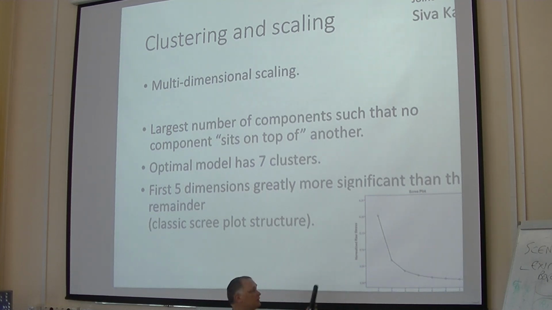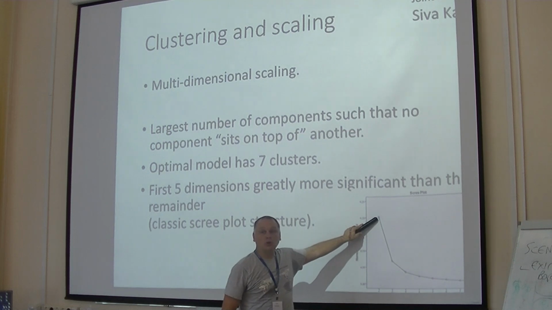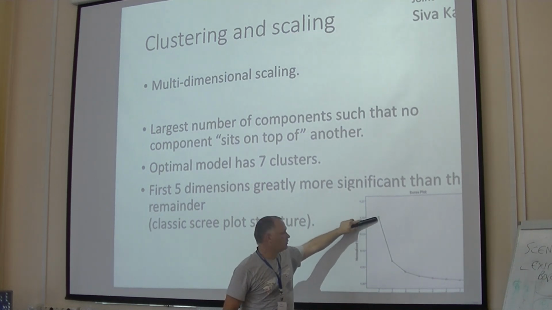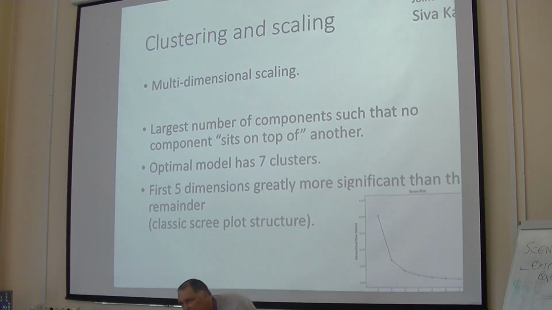This is called a scree plot. It's what you find in this kind of analysis: one dimension accounts for a lot of variation, then less, and then very quickly adding more dimensions of variation doesn't work.